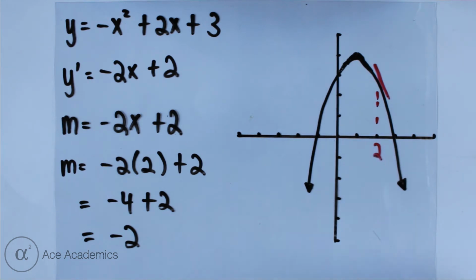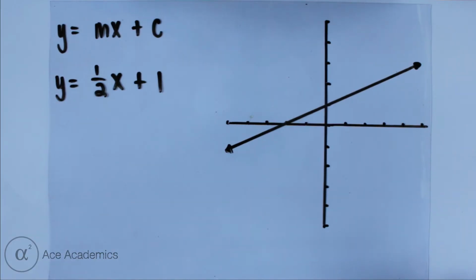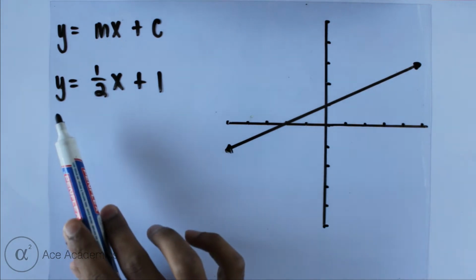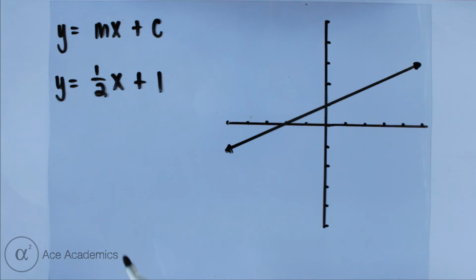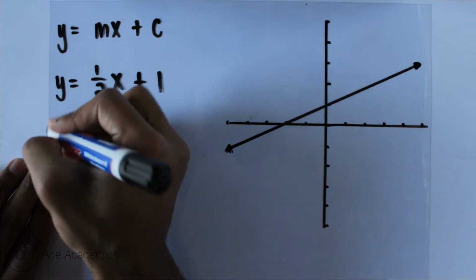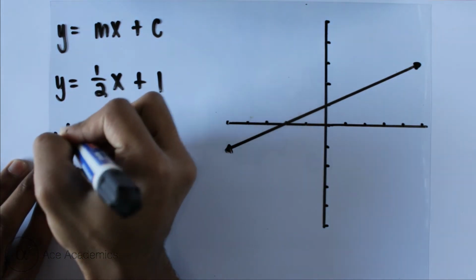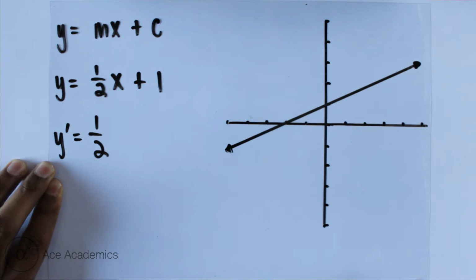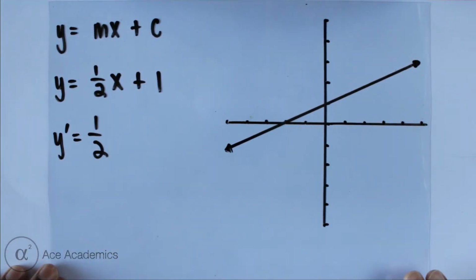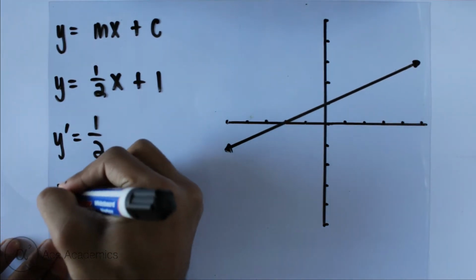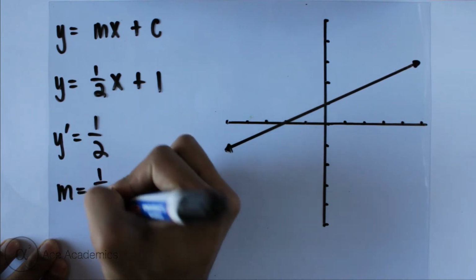Now, this applies to any type of graph. Obviously, for a straight line graph, we have a constant gradient. Now, let's prove that using the definition of the derivative. We have the graph y equals a half x plus 1, as I've roughly sketched alongside. Let's find the derivative of this equation. y prime equals a half, which is essentially the same thing as m equals a half.